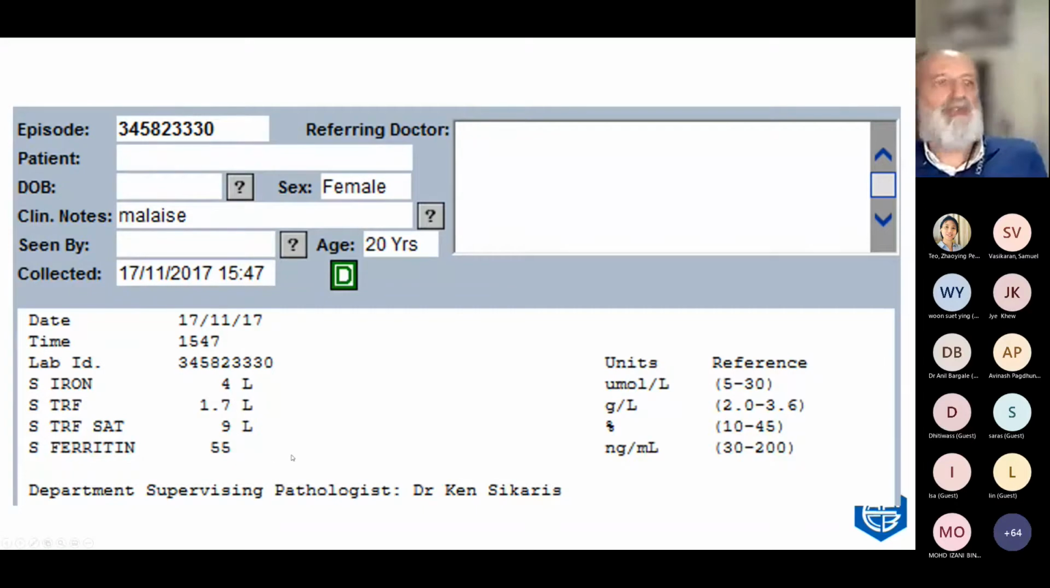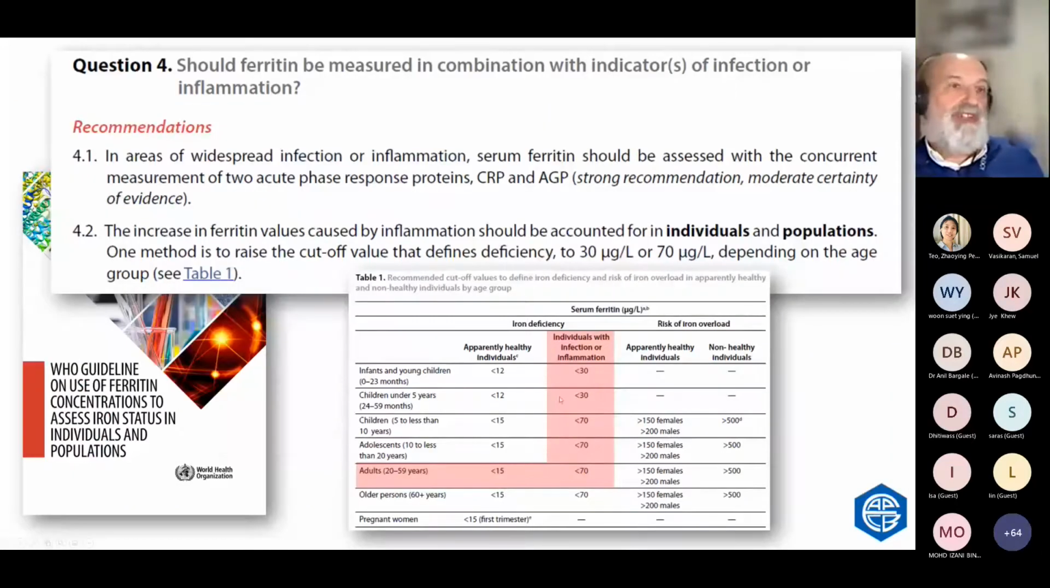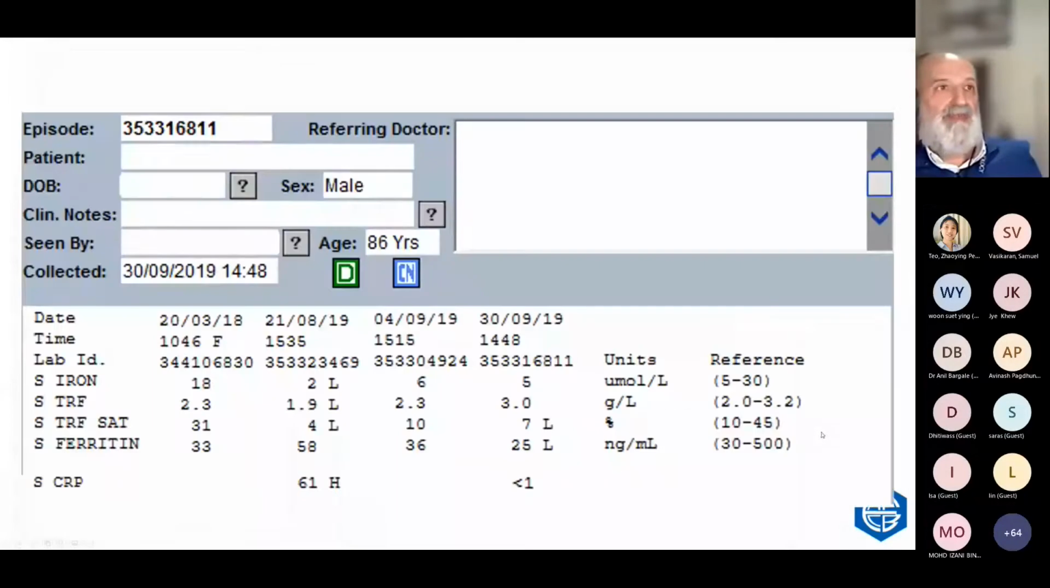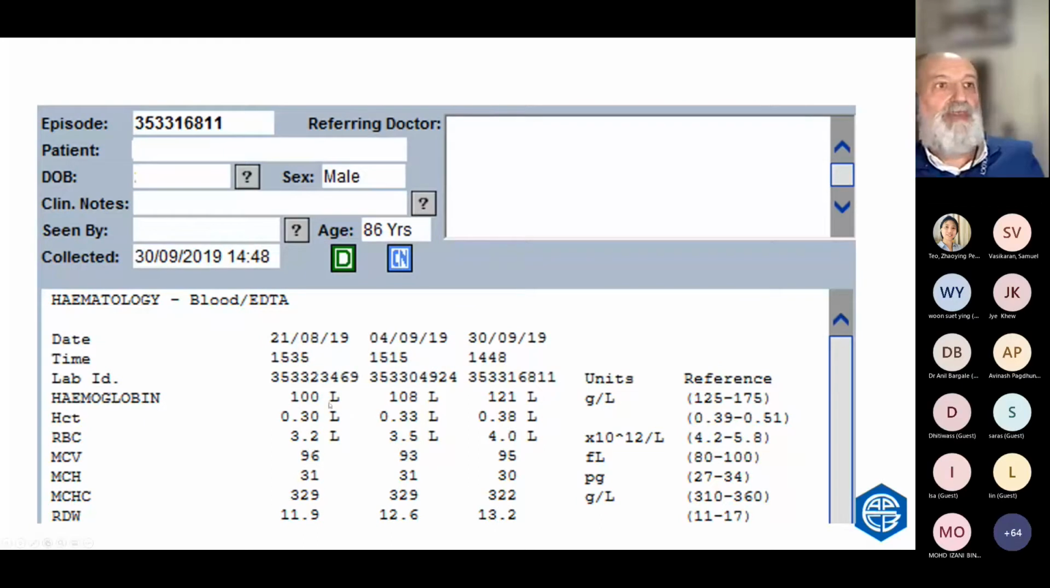So what cutoff should we be using? According to the WHO, the general guide for a woman her age is to use a cutoff of 70. 55 is less than 70. So we would say that she is probably iron deficient. Here's a man who demonstrates that case. So here he is with inflammation and a ferritin of 58. When the inflammation settles down, you can see the underlying iron deficiency. And even though his hemoglobin improved when the inflammation settled down, it didn't go away completely because he's still iron deficient.